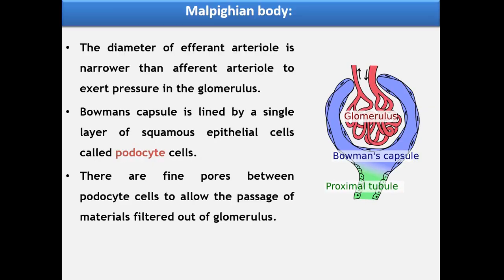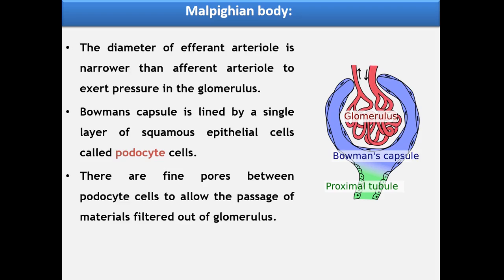And if you observe the diameter of these two arterioles, the diameter of the efferent arteriole, that means the arteriole which is coming out of the Bowman's capsule, is narrower than the afferent arteriole. This is slightly narrow when compared to the afferent arteriole. This exerts pressure in the glomerulus, so the filtration takes place in the glomerulus.